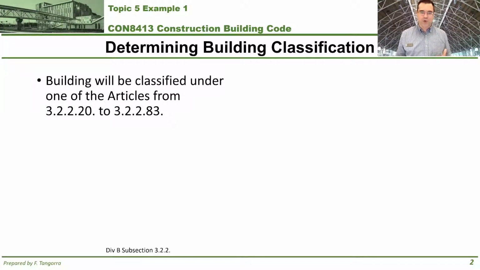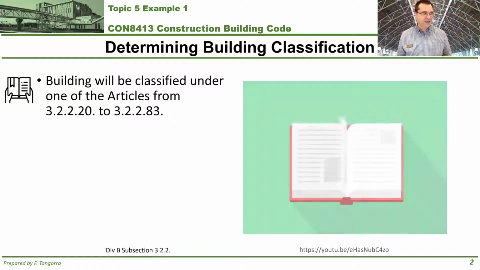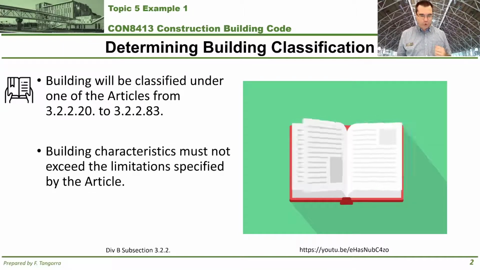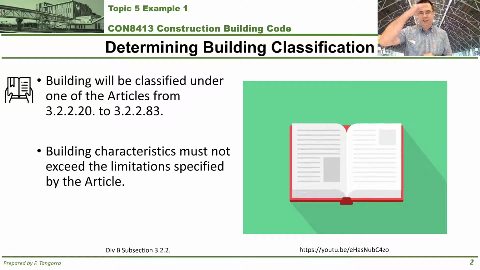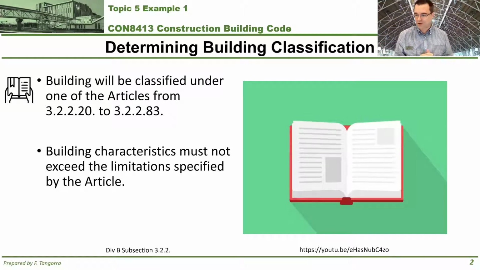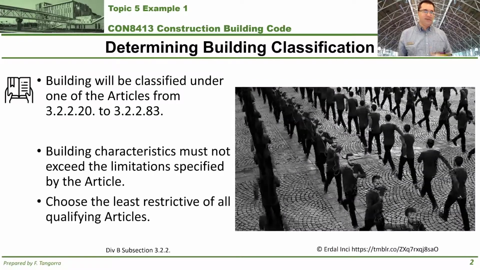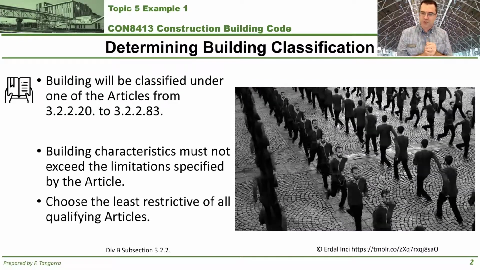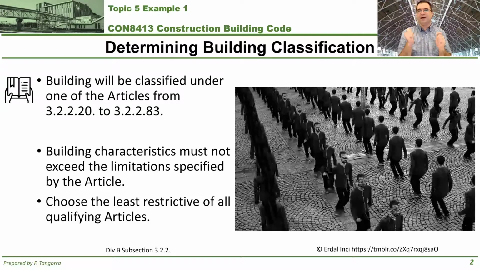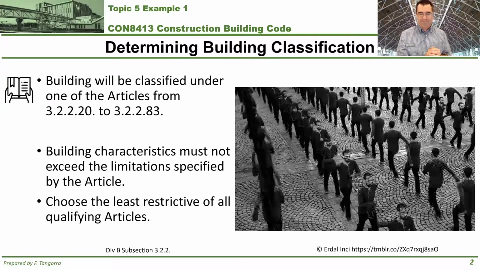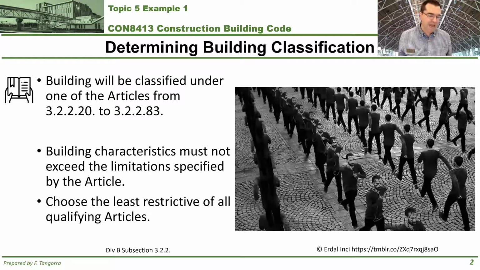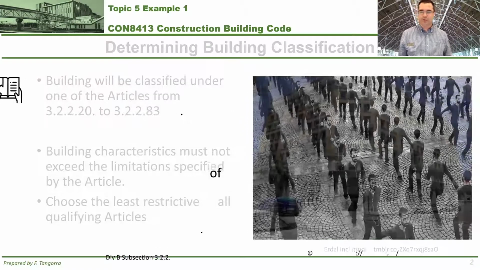But first, I want to remind you what we're doing. We're looking to learn how to use all of the articles under subsection 3.2.2 to assign a level of safety to the structure of a building. The whole point is that we're going to look at all the limitations in these 63 articles so that we can assign a safety measure to the structure. And the way we're going to do that is by going backwards. I'm going to demonstrate exactly how we're going to do that by doing this example.